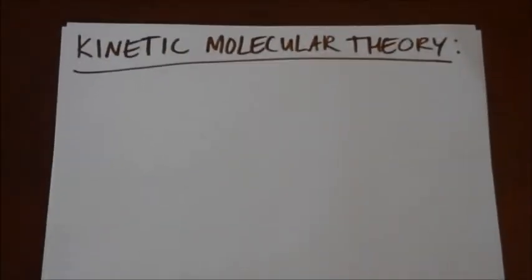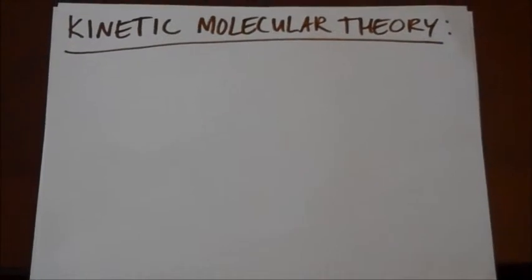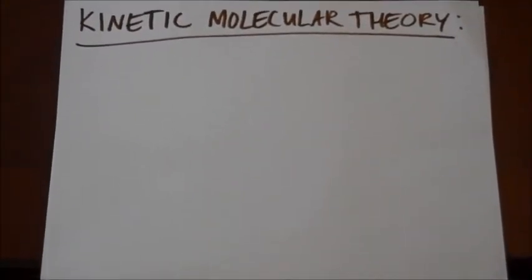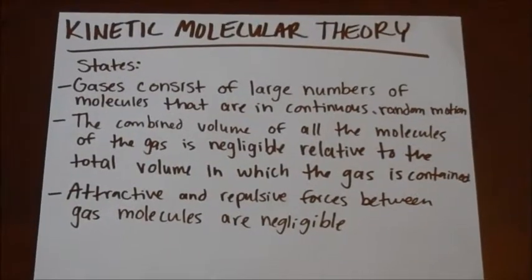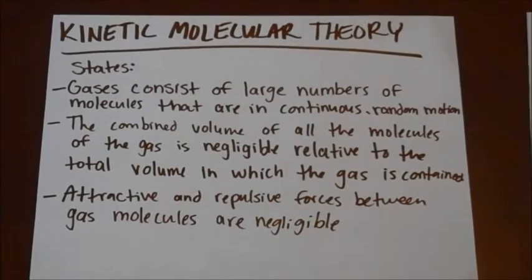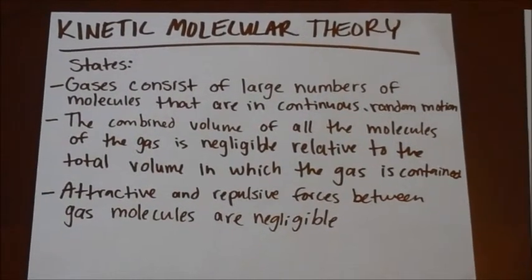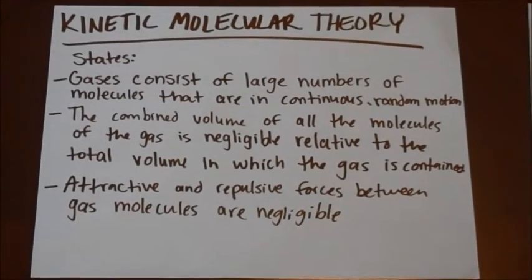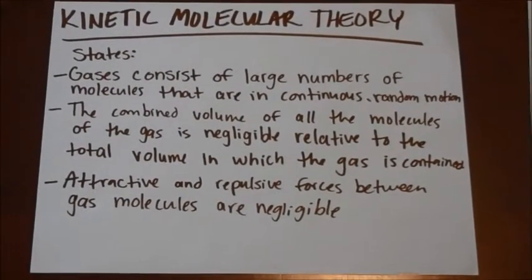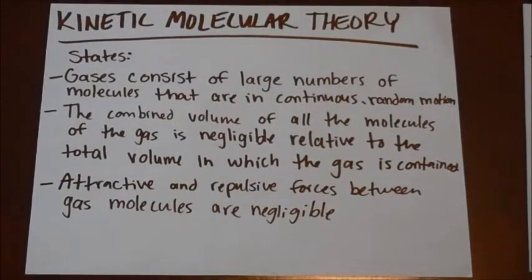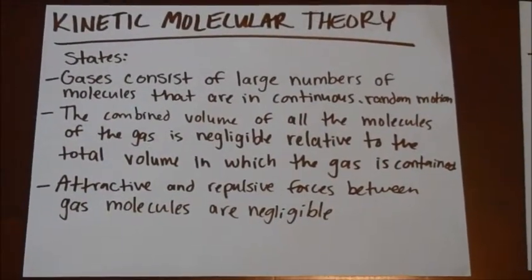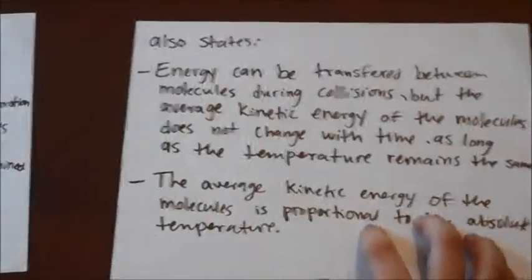The kinetic molecular theory helps us understand what happens to gas particles when experimental conditions are changed. The kinetic molecular theory states that gases consist of large numbers of molecules that are in continuous random motion. The combined volume of all the molecules of the gas is negligible relative to the total volume in which the gas is contained. Attractive and repulsive forces between the gas molecules are negligible.